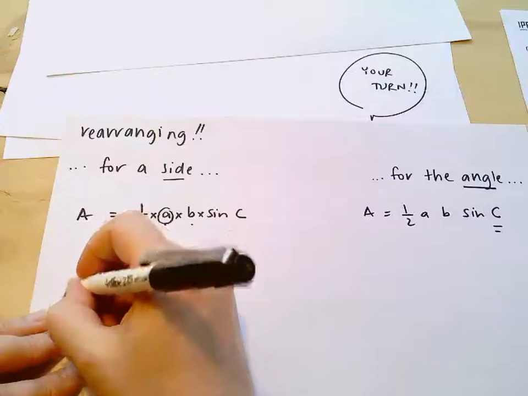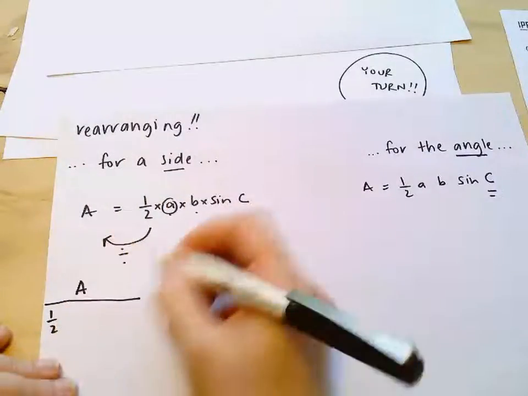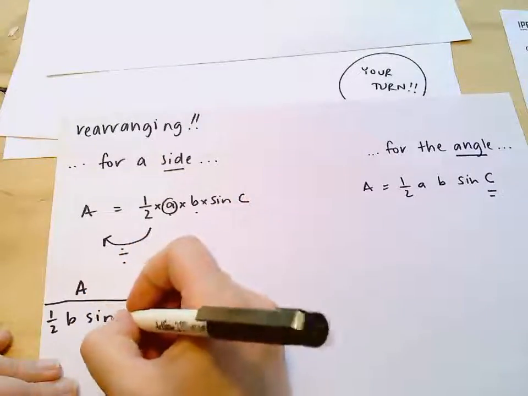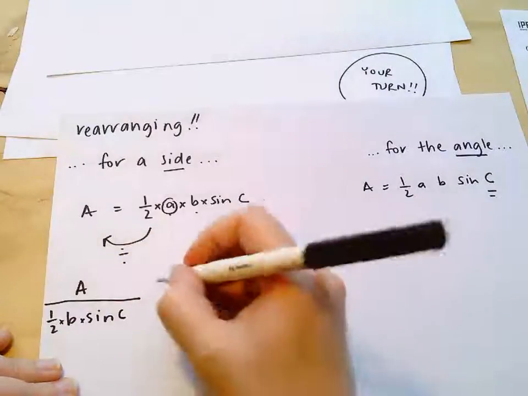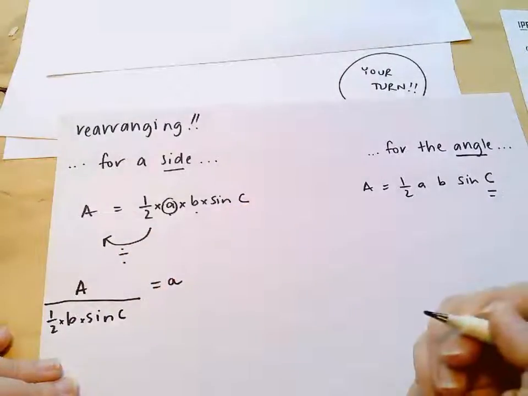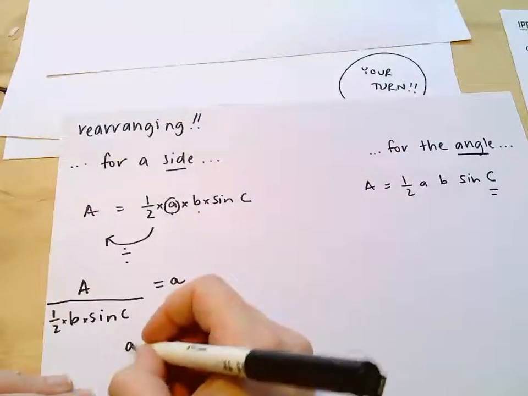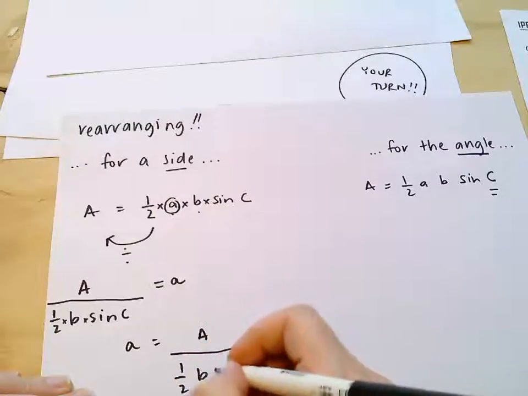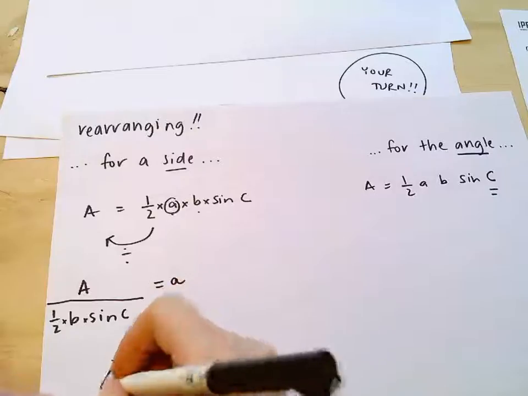So this is going to give me that the area divided by everything else, a half, and B, and sine C. You can leave those times in there if you want, or it's just a half B sine C, is going to give me my area. We usually don't like it written that way, so if I just flip it over, just so that it looks normal, then that gives us the formula for working out one of the sides.